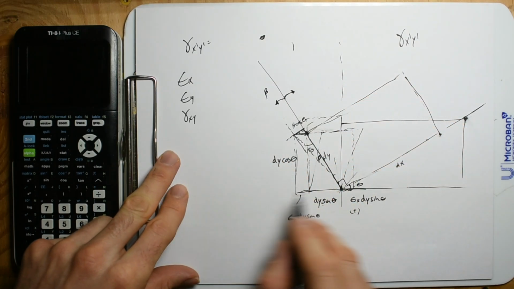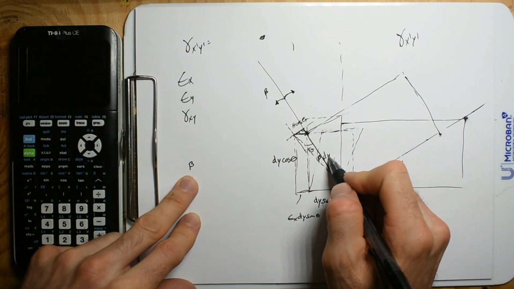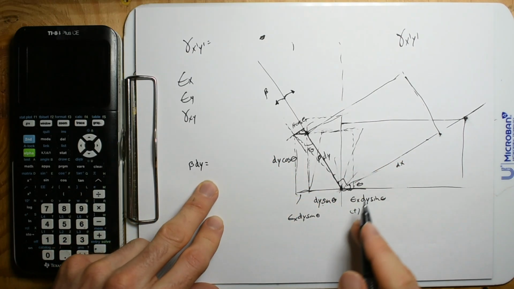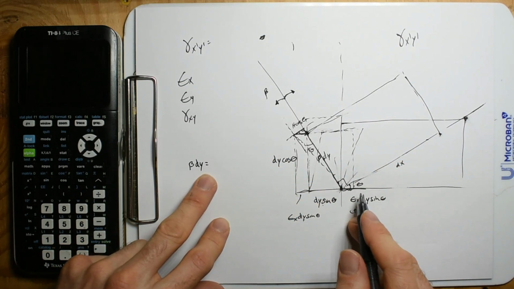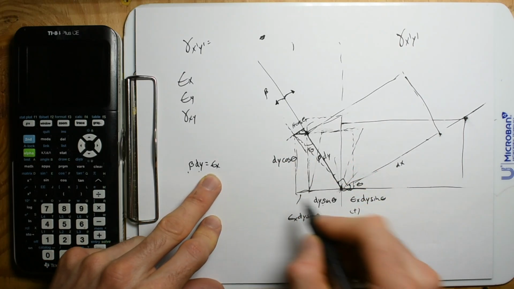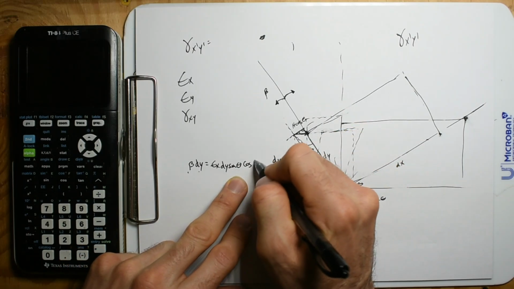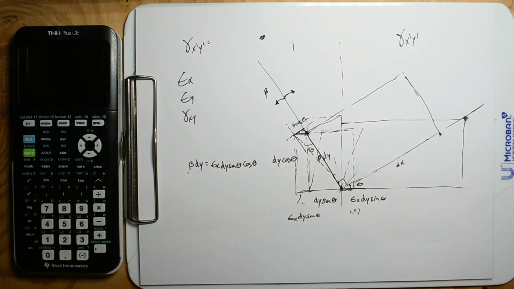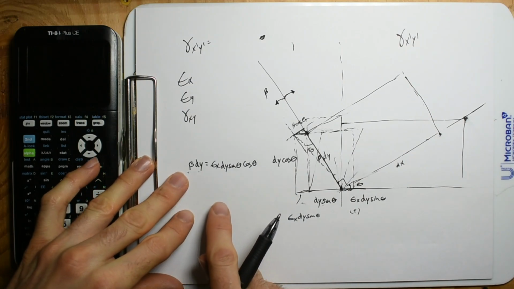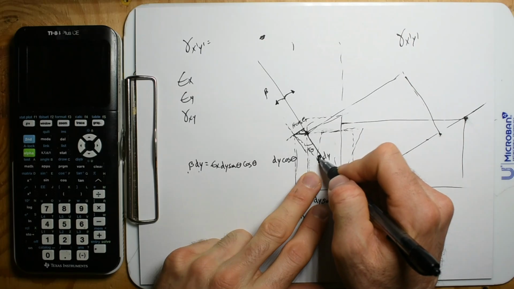So radians times radius, we're going to say this is beta times dy, that's the radius on this one, is equal to radians times radius is arc length, so that's ex dy sine theta cosine theta. And now we need a convention of whether this is positive or negative.